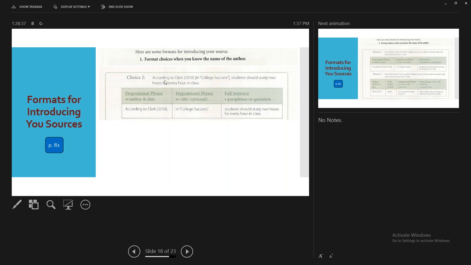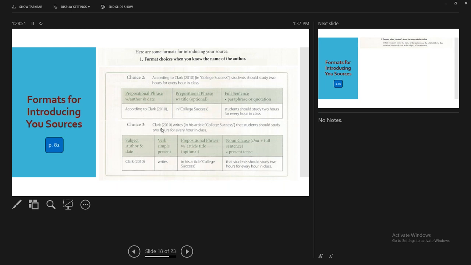So as you can see, it's only the difference in the structure of the prepositional phrase, okay? And that is the difference with the first one. Third choice, you start directly with the name. Clark 2010 writes, again, here, if you want to mention the name or the title of the article. If not, you can say directly, Clark 2010 writes that students should study 2 hours for every hour in a class. So again, here we have the third choice.